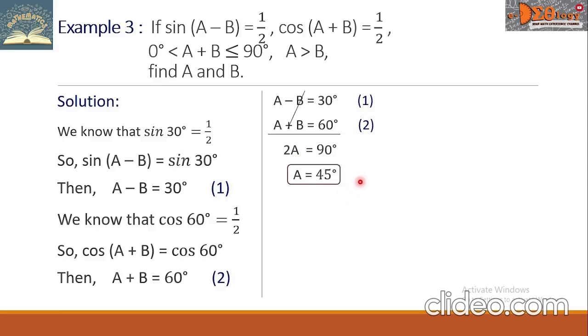Let's go for the value of B. From equation 1, we can write and substitute the value of A. So it becomes 45 degrees minus B equals 30 degrees. This negative B we can transpose to the right, and this 30 degrees we transpose to the left. So we have now like this. On the left side, the difference is 15 degrees. So we can write B equals 15 degrees. This is now the value of angle B.